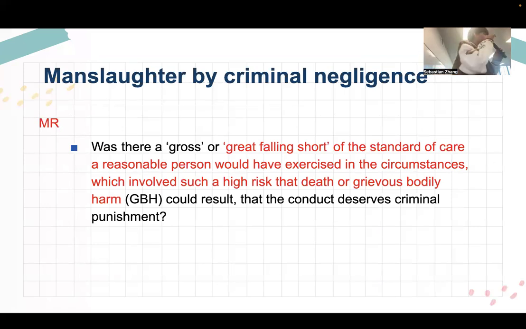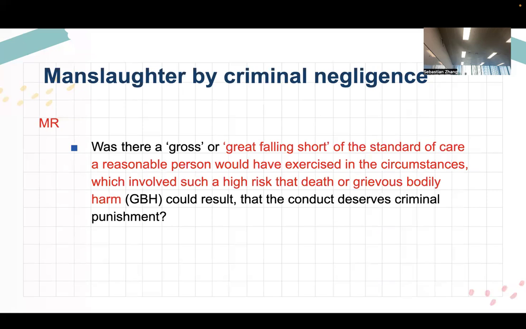So let's look at the MR. First of all, you have to remember, this might be a little bit confusing to understand, but let me just read this out first. The question to ask is, was there a gross or great falling short of the standard of care a reasonable person would have exercised in the circumstances, which involved such a high risk of grievous death or grievous bodily harm that the conduct deserves criminal punishment? Or you want to rephrase this? This is a little bit complicated phrasing, I think. So, great falling short of the standard of care of a reasonable person.